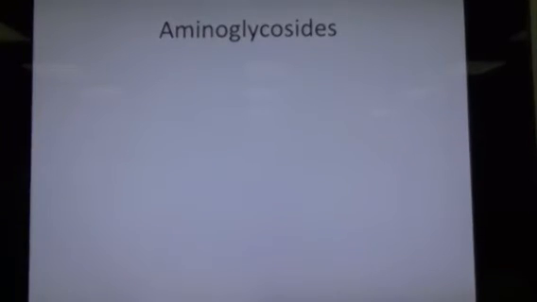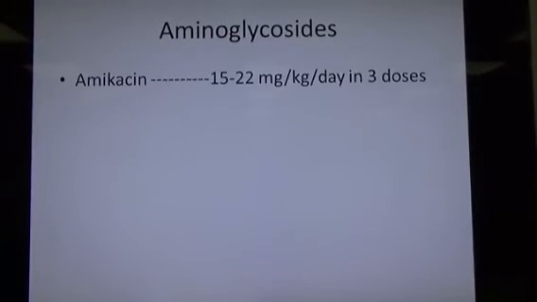Then you have aminoglycosides. Aminoglycosides are basically for treating gram-negative bacterial infections. The first drug in that was streptomycin. Streptomycin was used for treating tuberculosis. It is still used. Amikacin can also be used. Streptomycin and amikacin both are given IV. The dose is 15 to 22 milligram per kg per day in 3 doses. For adults, 500 milligram TID for 5 or 7 days. For dental infections, you can use it, no problem. I have used it previously.